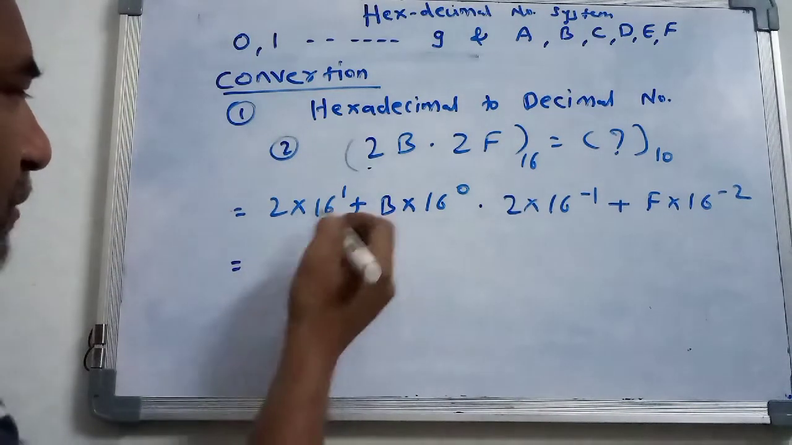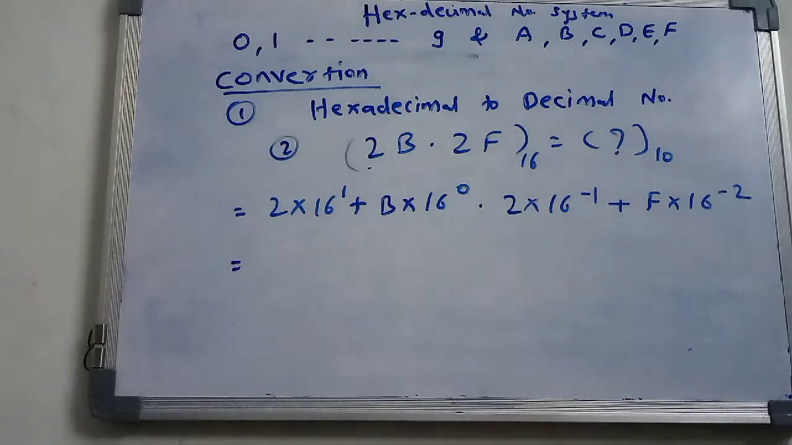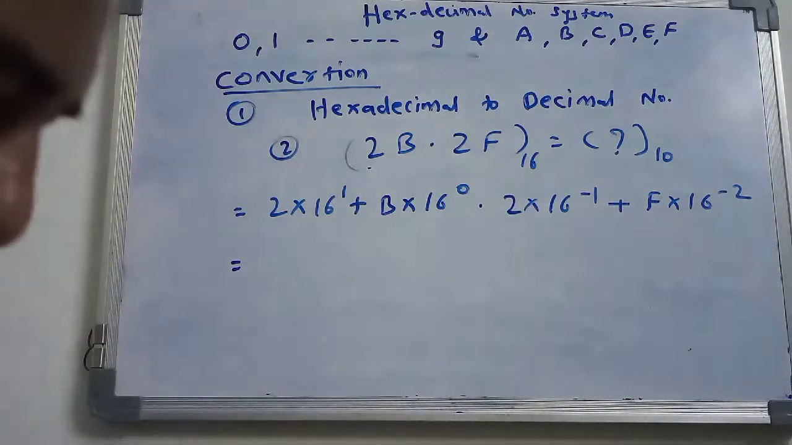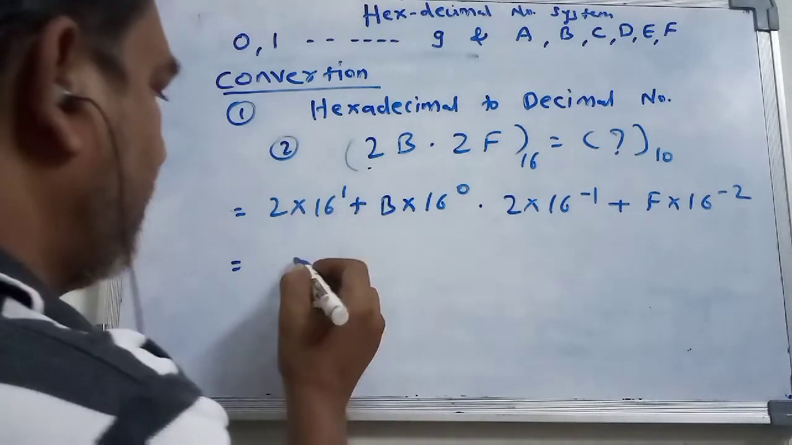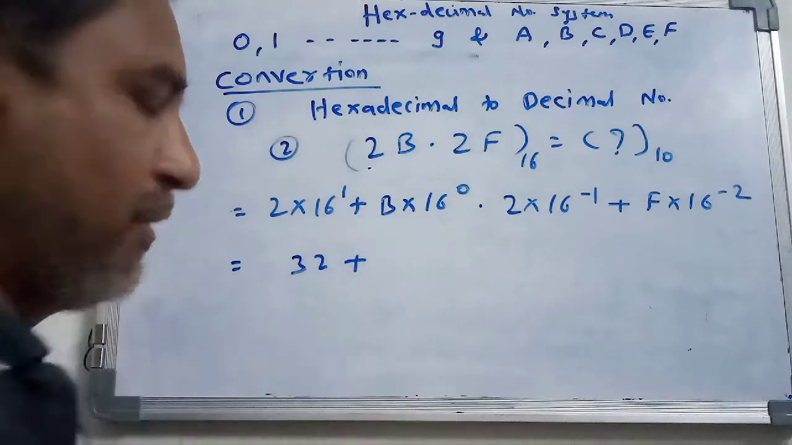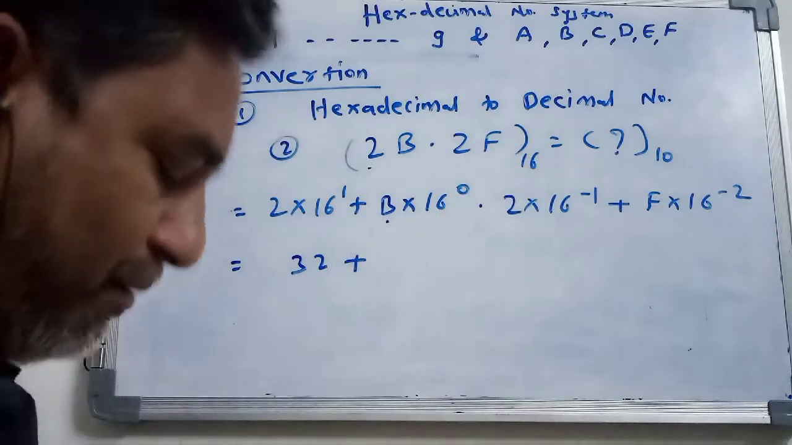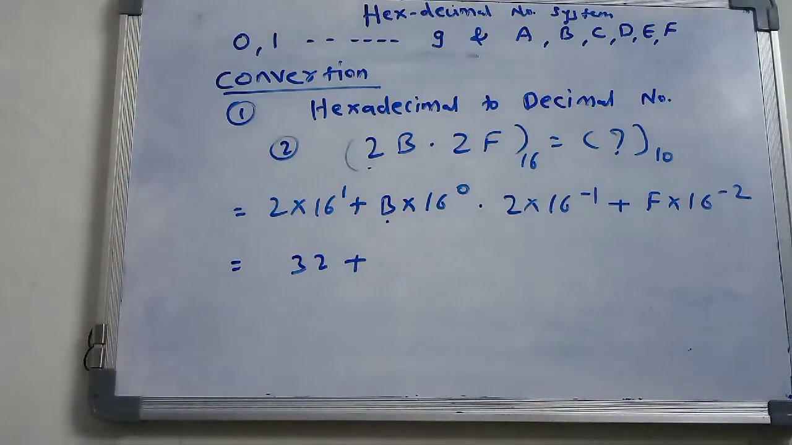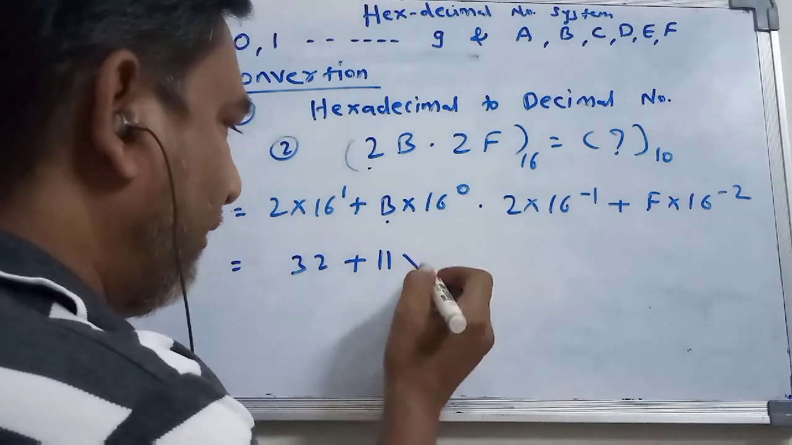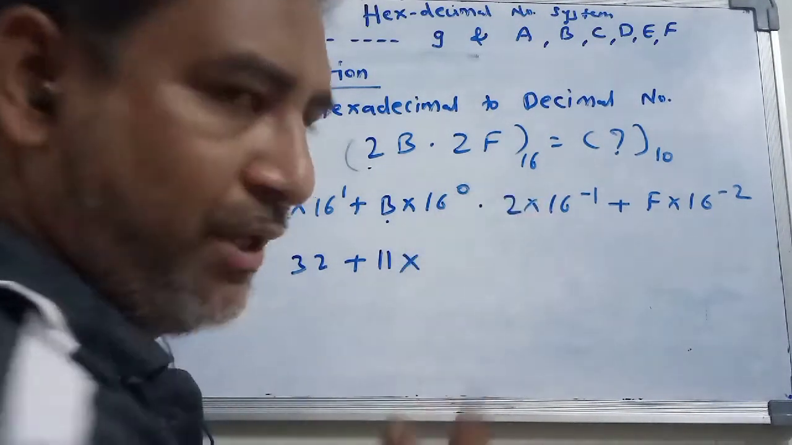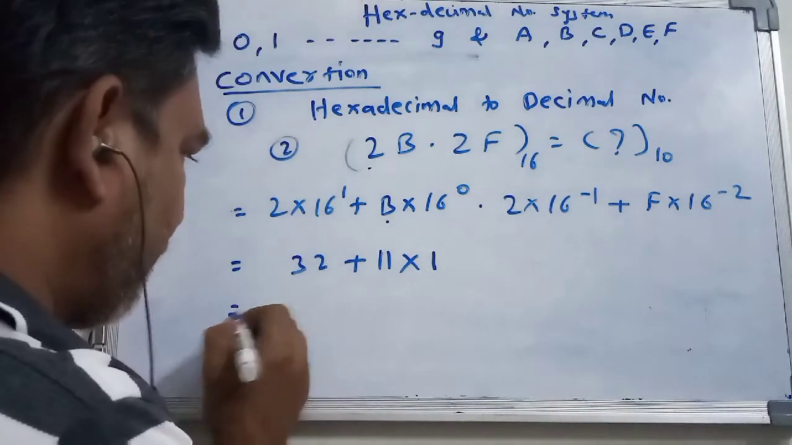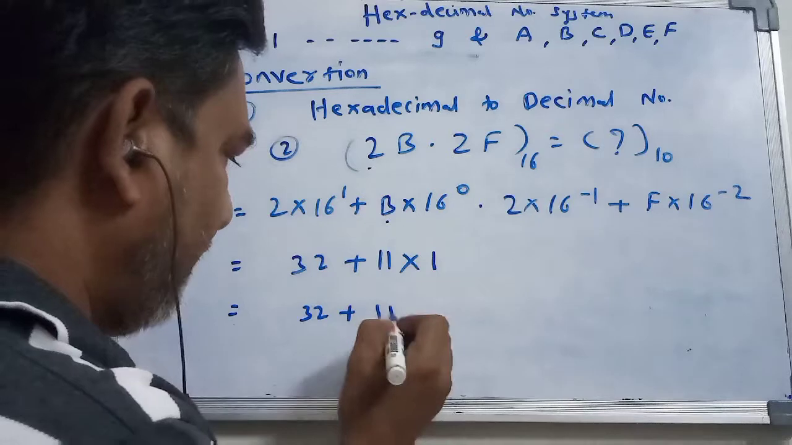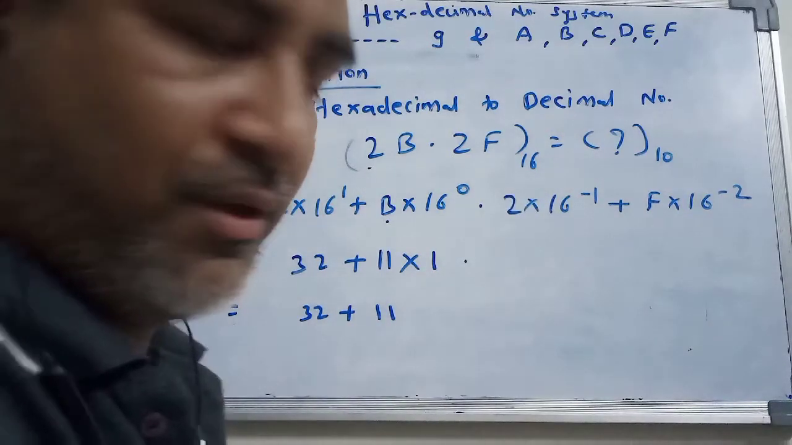Then here, what will be the answer? 16 raised to power 1 is nothing but 16. So 16 into 2 is equal to 32 plus this B. B is nothing but the value 11. 11 multiplied by 16 raised to power 0, it is nothing but 1, so you will write down here 1. Then that is equal to 32 plus 11. Here there is a point.